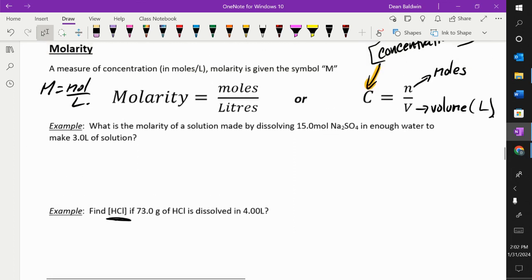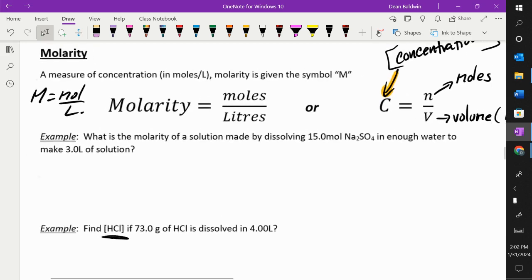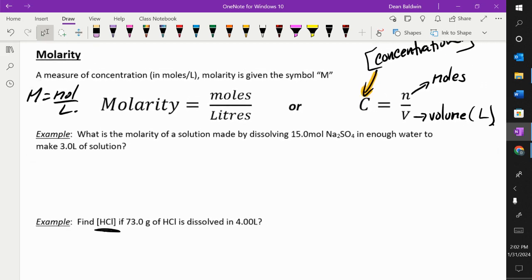So let's do the first one here. What is the molarity of a solution made by dissolving 15 moles of sodium sulfate in enough water to make a 3-liter solution? Basically, write out your formula. M is moles per liter. How many moles do we have? 15. How many liters do we have? 3. That's going to give you 5.